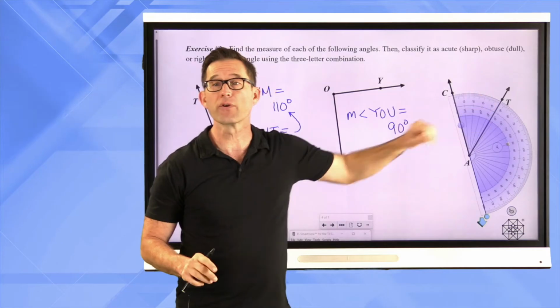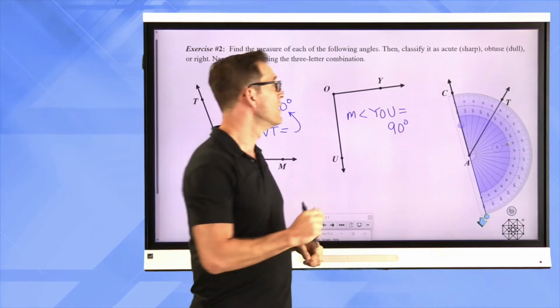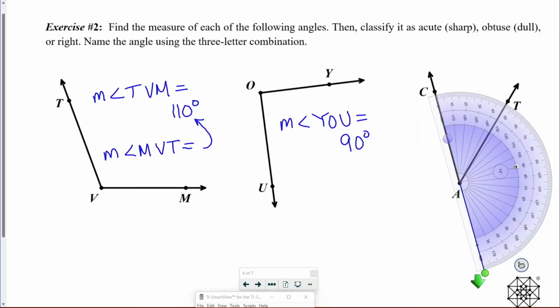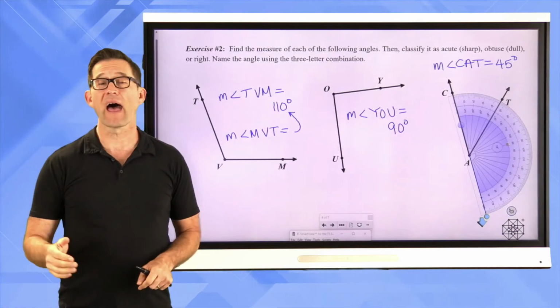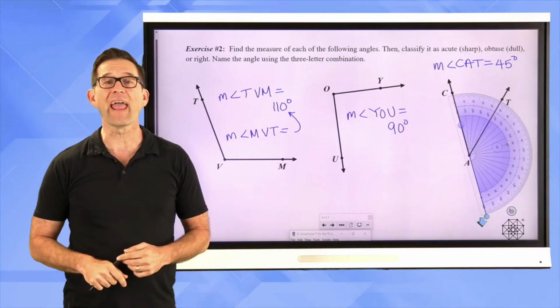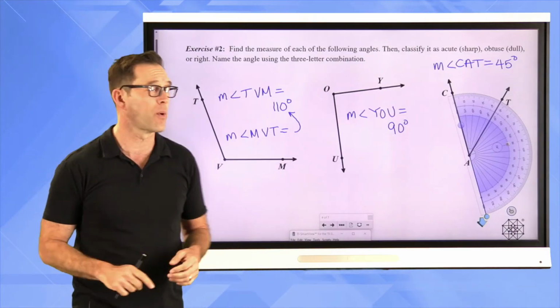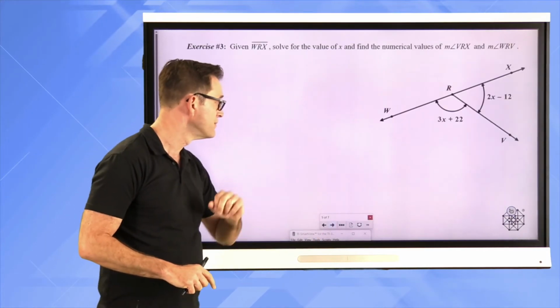And again, a little bit hard for you to see on your screen, but the measure of angle CAT is equal to 45 degrees. Nice acute angle there. A 45 degree angle is also a very important angle because it's half of 90 degrees. So it is an eighth of a turn, an eighth of the way around a circle.